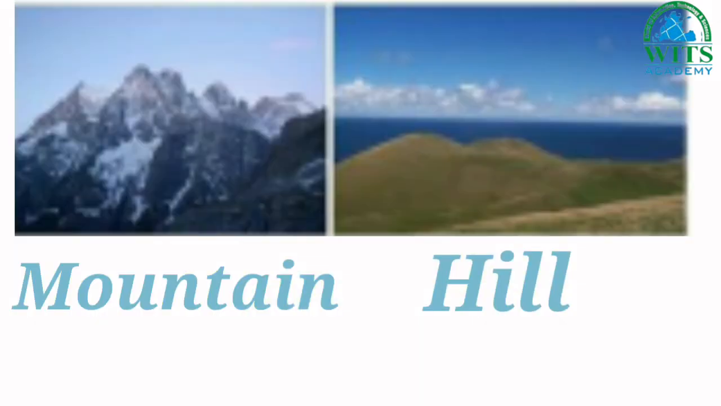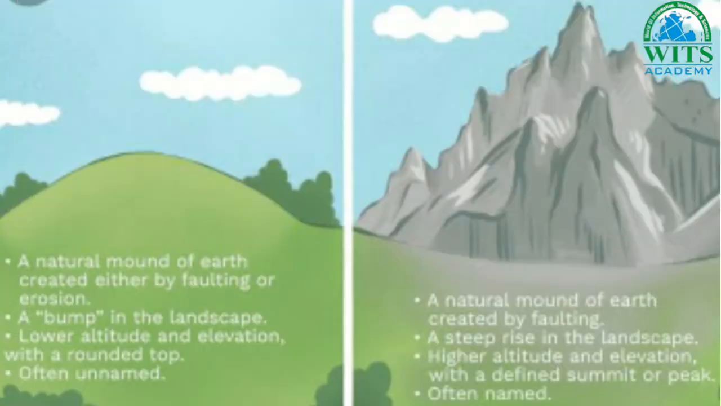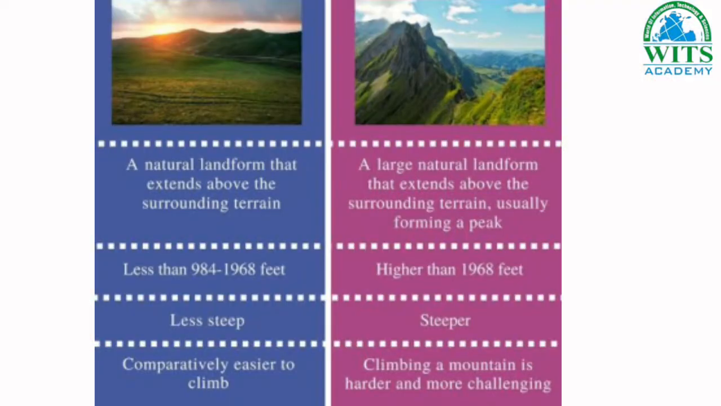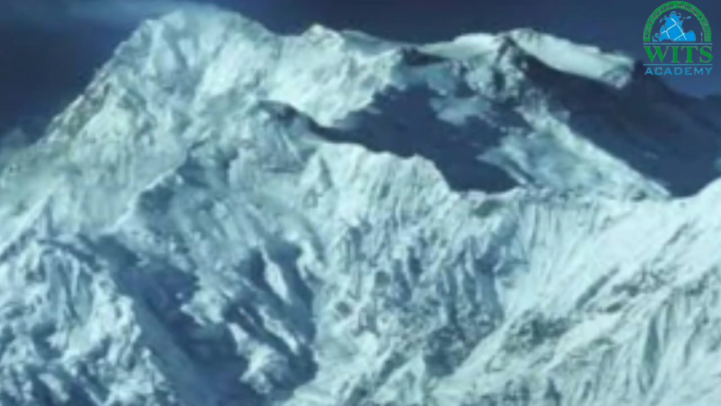Students, let's know the difference between a mountain and a hill. Hills are easier to climb than mountains. They are less steep and not as high, but mountains are high. Friends, let's know about mountains. I will define what mountains are.